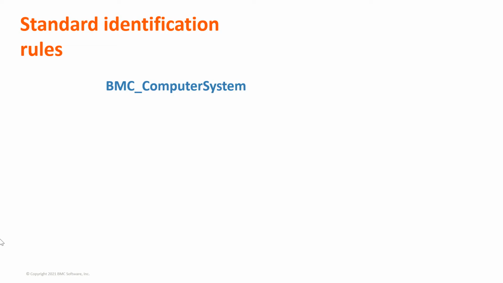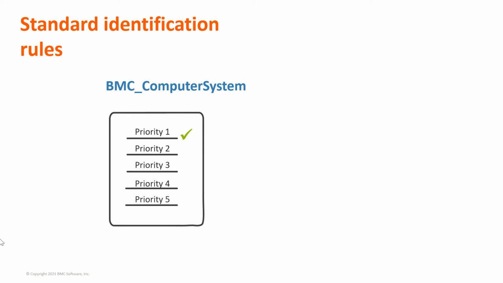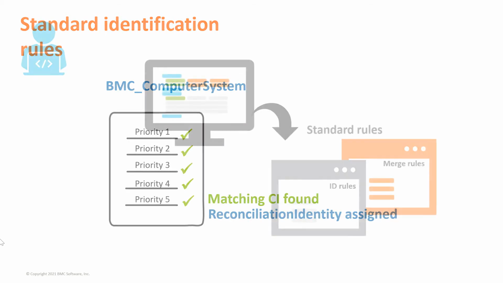Now, for the BMC computer system class, the CIs will be identified first by the serial number, and the identification process will move through all the rules till it correctly identifies the CIs and assigns a reconciliation ID.